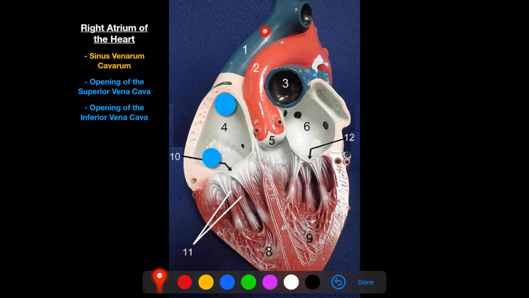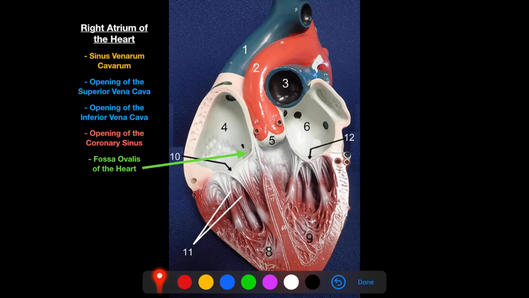Now, I already mentioned these vessels, the superior vena cava and the inferior vena cava come and dump deoxygenated blood into the right atrium, and they go through these openings, and these openings are called the opening of the superior vena cava and the opening of the inferior vena cava. So pretty self-explained there. Now, you may see this black dot located right here, and that's called the opening of the coronary sinus. Now, I already mentioned what the coronary sinus is and what it does, and that's its opening. So it dumps deoxygenated blood from the heart into the right atrium of the heart through this opening, which is called the opening of the coronary sinus.